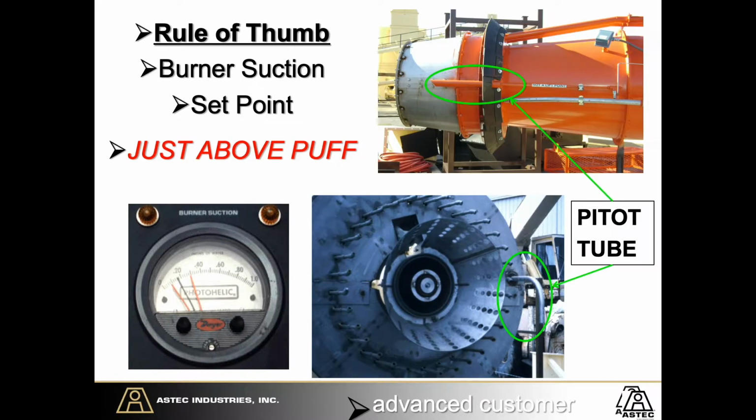How's this measured? It's measured with a photohelic, and on the burner end there will be a pitot tube. And those pitot tubes can be located in a couple of different locations. Some of them are turned down 90, some of them are straight, but that is where that burner suction, the inches of water column, is looked at. And we usually want to keep them around 0.25.